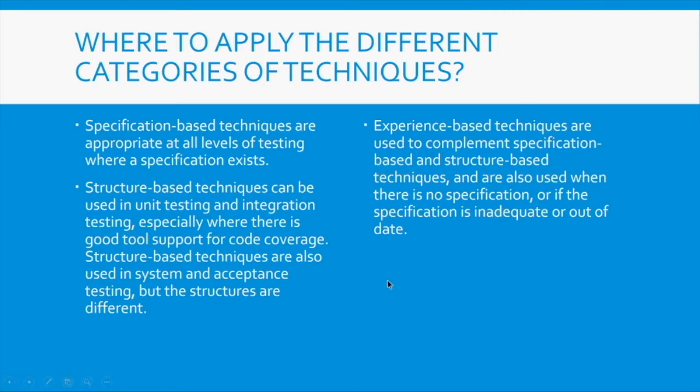So that is how you can apply different categories of these techniques, and select the right one to use at any particular time. When you start to test, you need to know what approach you want to use. If you have a specification, a document, then you need to use specification-based. If there's no document, then you might use experience. If you have access to the code and have visibility to it, then structure-based techniques are appropriate.